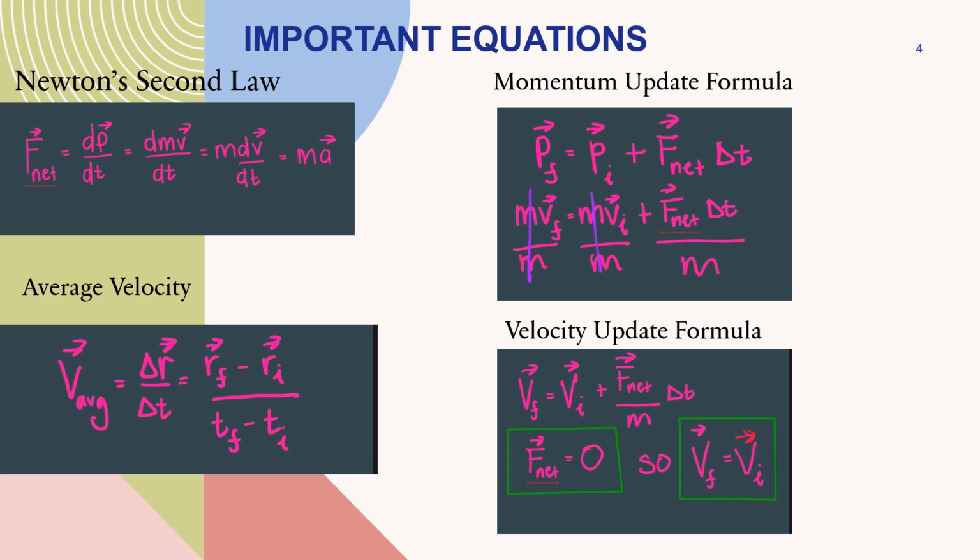The momentum update formula is super important because it helps us to get the velocity update formula. We know that momentum, as I said before, is mass times velocity. You can cancel all of those masses out, and then you end up with the final velocity equals the initial velocity plus F net divided by m times change in t. And as I've said before, F net is 0. So in this case, final velocity is equal to initial velocity, which makes total sense considering that this entire lab is based on constant velocity.